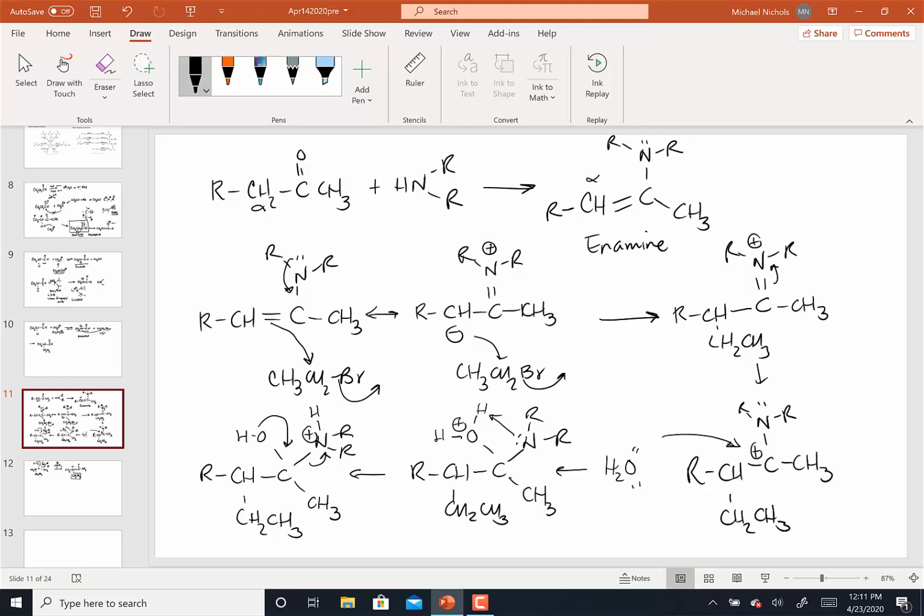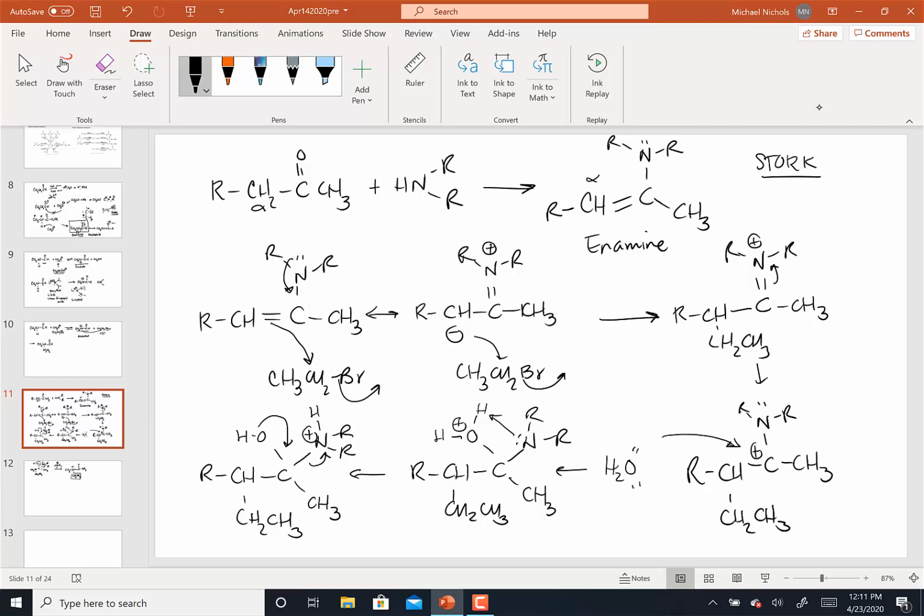This enamine chemistry was developed by a guy named Gilbert Stork, who was at Columbia. And actually, Gilbert Stork was the PhD advisor of my postdoctoral advisor at Brown, so I'm kind of familiar a little bit with that type of chemistry. It's basically just simply an equivalent of the enolate chemistry.